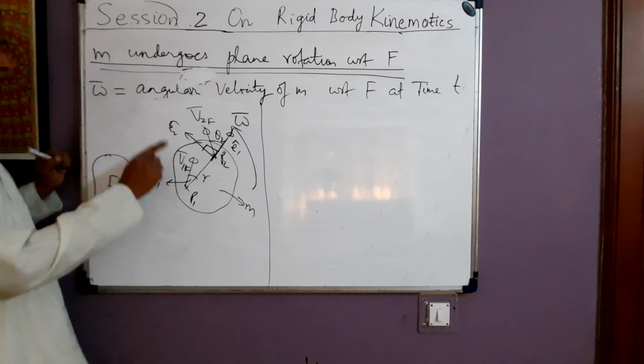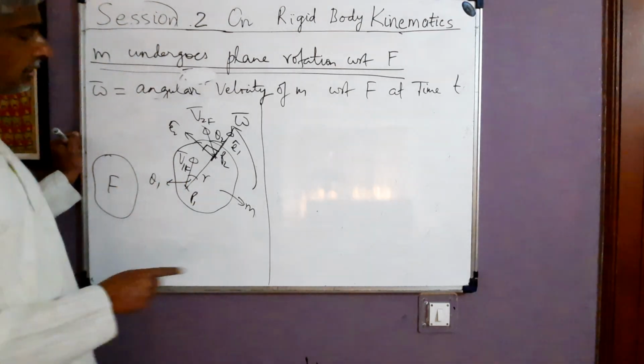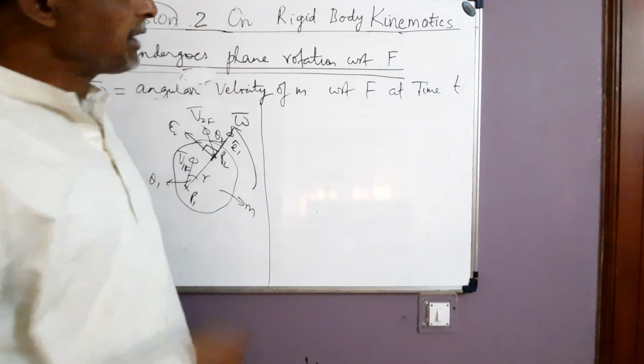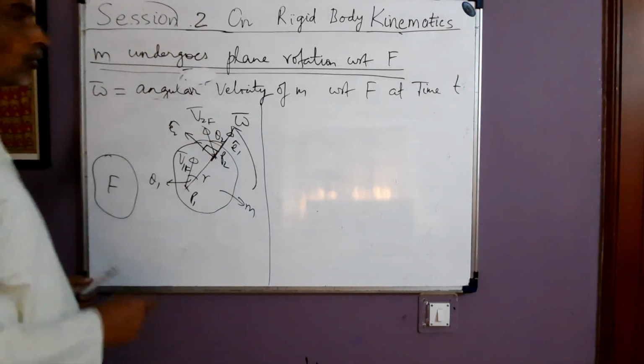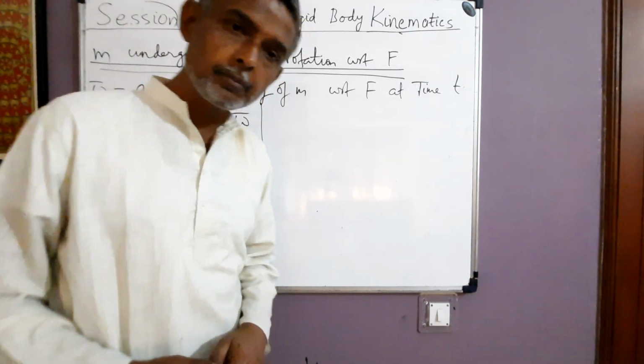So, this expression we use first. What we'll do, we'll derive the second expression, then I'll derive the first expression. First I'll derive the second expression for omega. Omega is the relative normal speed by separation.